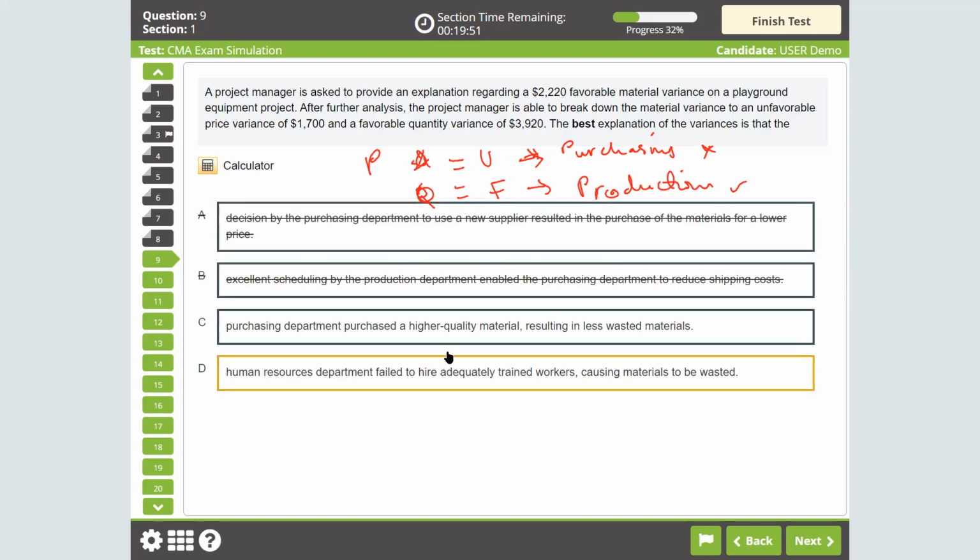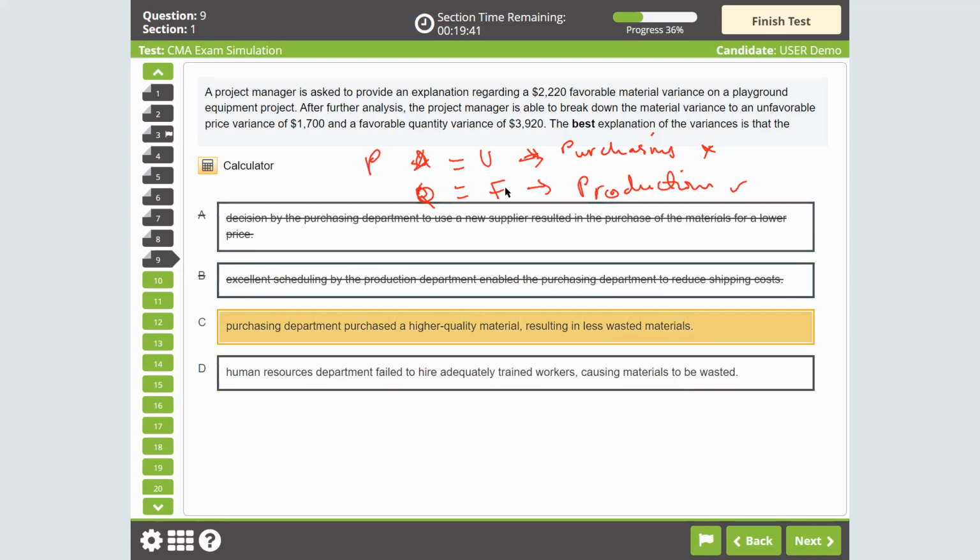Purchasing department purchased a higher quality material, resulting in less wasted materials. Okay, great. This looks like our correct answer. What is happening here is it is explaining why we have unfavorable. We have unfavorable because the purchasing department purchased high quality material. Because it's high quality, we spent more than we planned to. As a result, the production department uses less material, because if material is high quality, you are going to use less of it. If it's crap, you are going to use a lot of it.